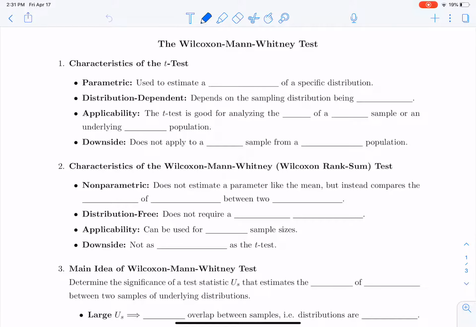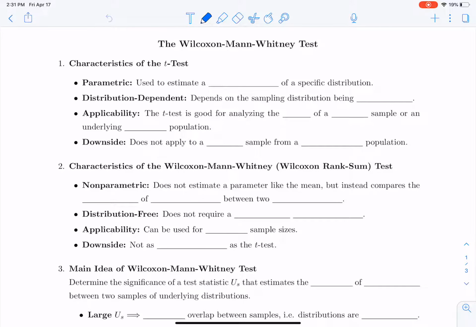Our last lesson of the semester will be about the Wilcoxon Mann Whitney test. This is going to be a statistical test for two independent populations where the t-test does not apply. So let's remind ourselves of the characteristics of an unpaired t-test.